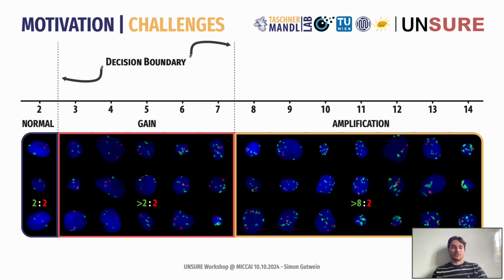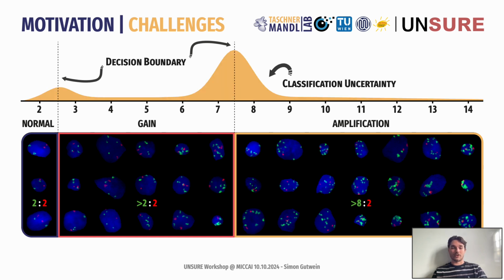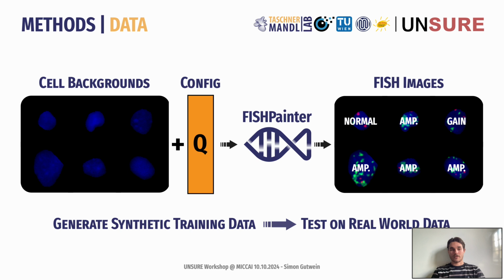This gives us 2 decision boundaries between 2 and 3 green signals and 7 and 8 green signals. Especially around these decision boundaries, the uncertainty in classification is high. To address this, we sought a computational method that can classify cases accurately and estimate classification uncertainty.